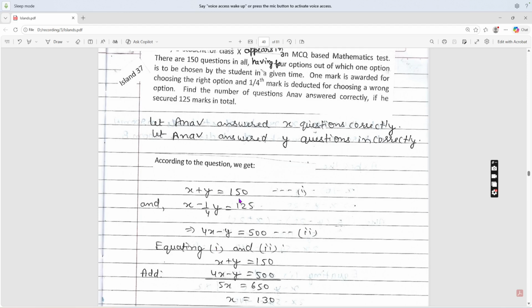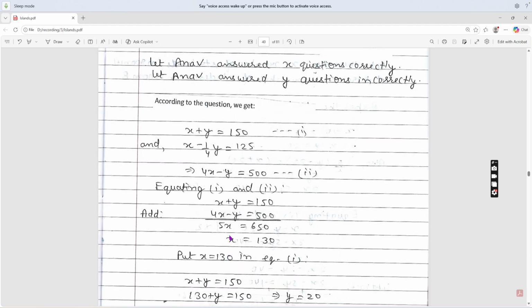Now we are going to solve equation 1 and equation 2. Here x plus y is equal to 150 and 4x minus y is equal to 500. Now see, the coefficient of y is already the same, so we need not make any multiplication here, and the signs are opposite, so we are going to add these two equations. x plus 4x is equal to 5x, plus y minus y is equal to 0, 150 plus 500 is equal to 650. So x is equal to 650 upon 5, that is equal to 130.